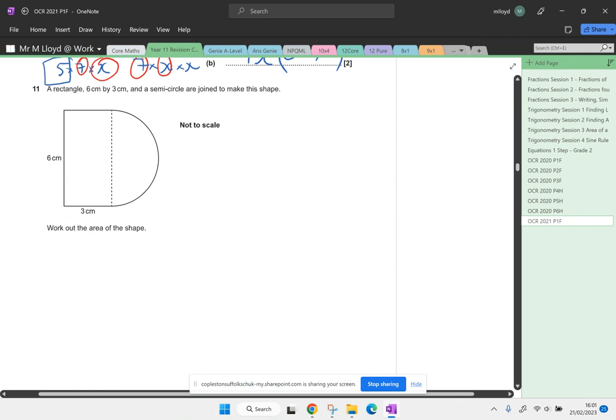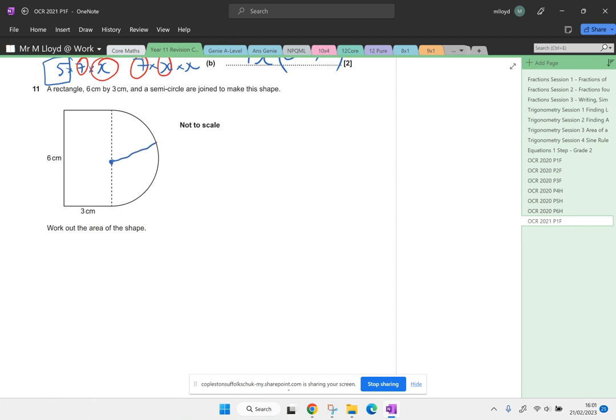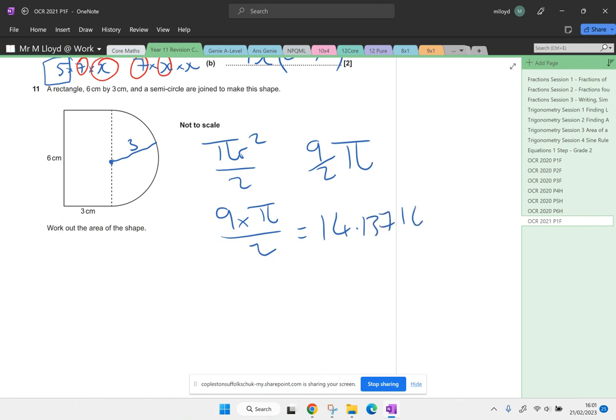Question 11, a rectangle 6 by 3 and a semicircle joined to make the shape. Work out the area. So we've got a radius of 3, and pi r squared is how we find the area of a circle, and we're going to divide this by 2. So 3 squared is 9, so we have 9 over 2 pi, but don't worry, you can just put this in your calculator as 9 times pi and then divide it by 2. 9 times pi divided by 2, and that gives me 14.1371669. And then we need to work out the area of the rectangle, which is 3 times 6, and that gives us 18.